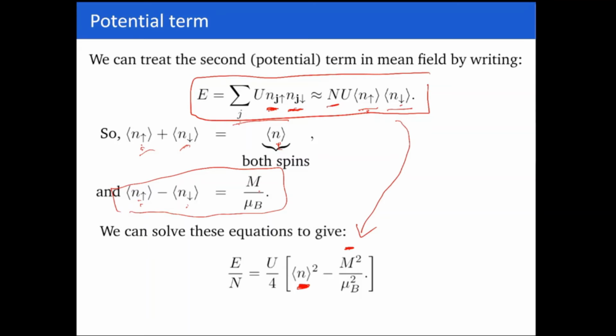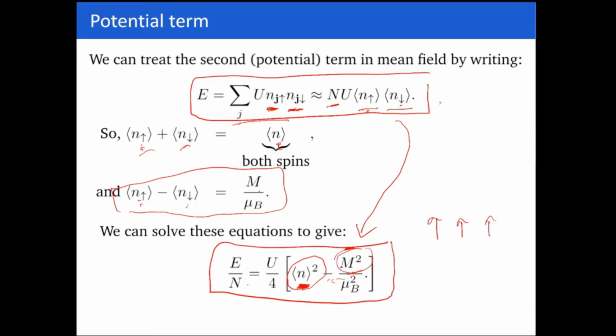Okay, so this is now the mean field approximation of this potential term. So this is a constant. You've got a certain number of electrons in your system, but you can see that this term will lower the energy for finite magnetization. So if you start to put electrons that are all in the same spin, up, then it will lower the energy of the system.